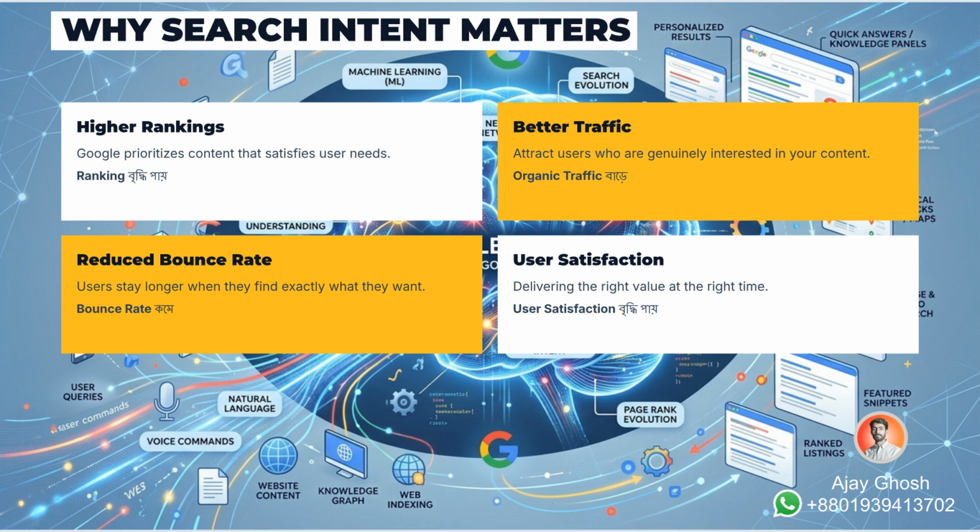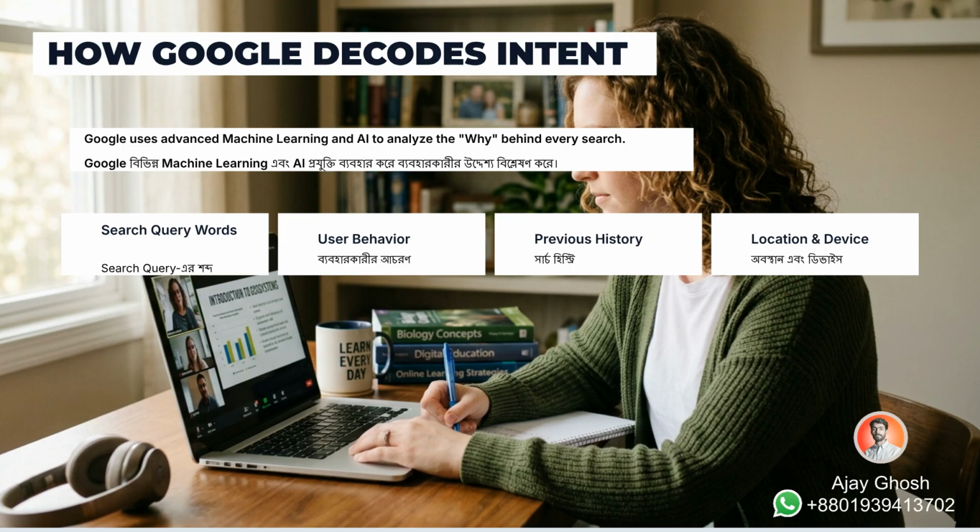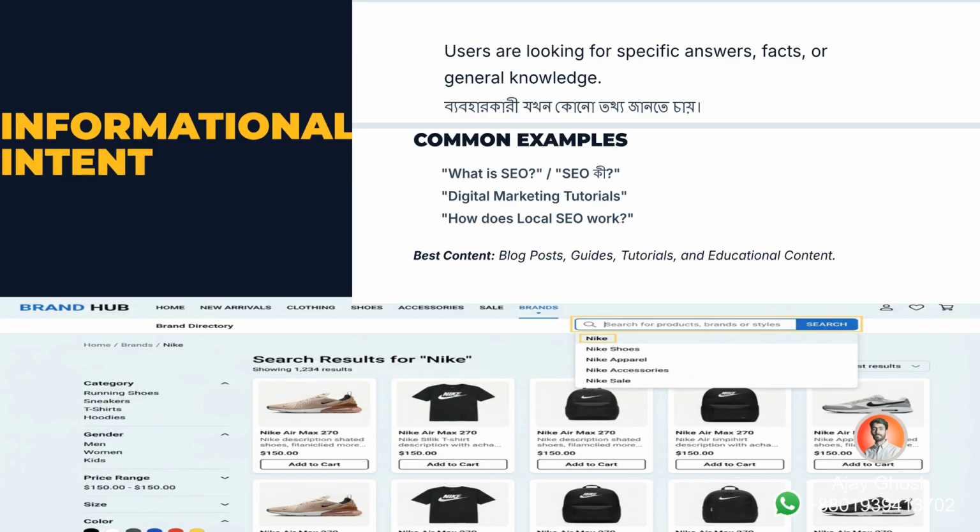Understanding search intent matters for several reasons. It leads to higher rankings, better traffic, a reduced bounce rate, and ultimately, greater user satisfaction. Google decodes intent using advanced machine learning and AI, analyzing search query words, user behavior, previous history, and location and device information. Informational intent means users seek specific answers, facts, or general knowledge.